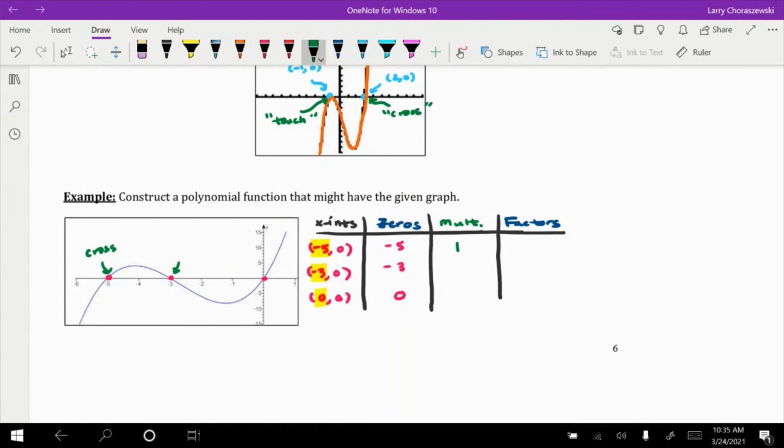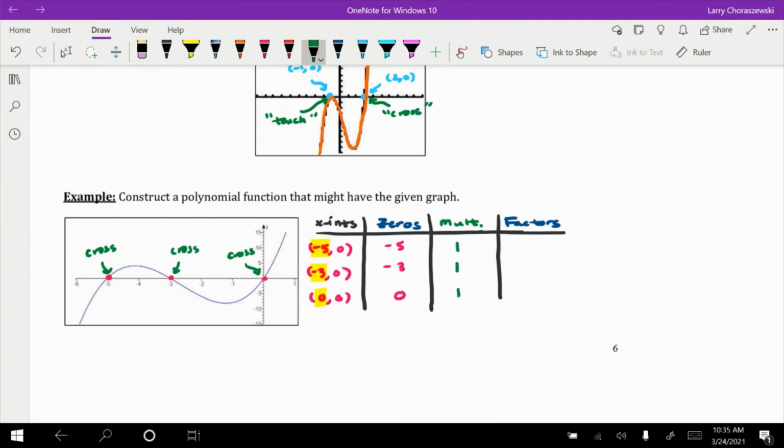Sure? Yeah, it would be a cross. Yep. The graph goes through the x-axis there. So another instance of odd multiplicity. Let's put 1 for that. And then what's happening at the origin? Cross or a touch? That's a cross. Okay, so odd multiplicity, we can use 1 for that.